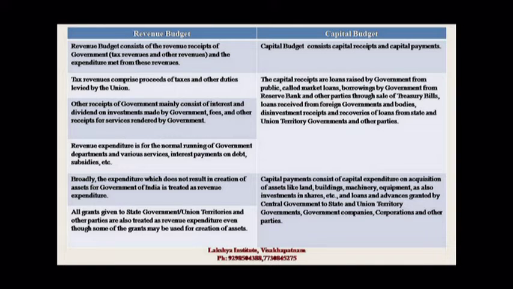Capital payments consist of capital expenditure on acquisition of assets like land, buildings, machinery, equipment, as also investments in shares, etc., and loans and advances granted by central government to state and union territory governments, government companies, corporations and other parties.